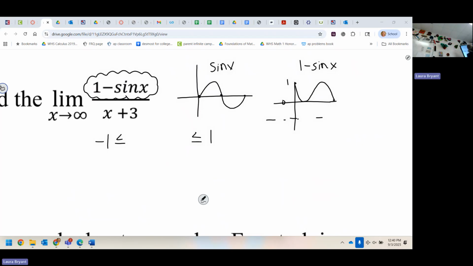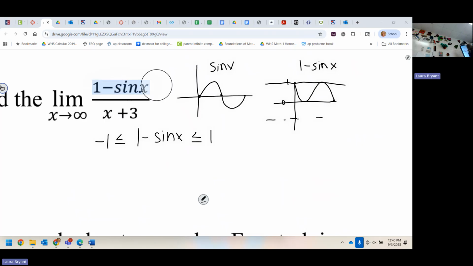Okay, so -1 and 1 are boundaries for this graph, the 1 minus sine x graph. I know this inequality is true because of my knowledge of trigonometry and shifting the graph. I know that -1 is always below that graph, and 1 is always above that graph. And that's focusing on the numerator.